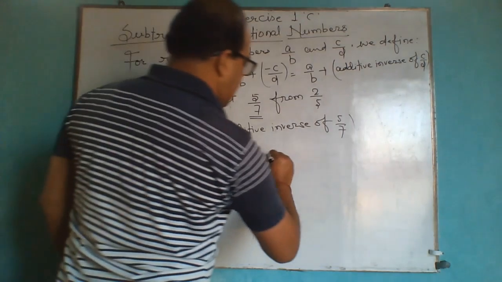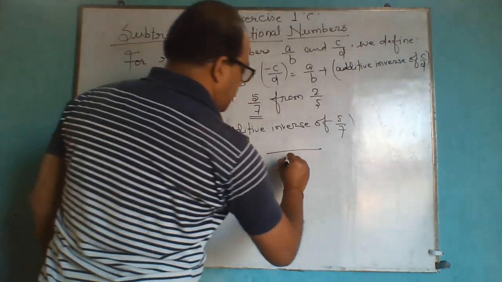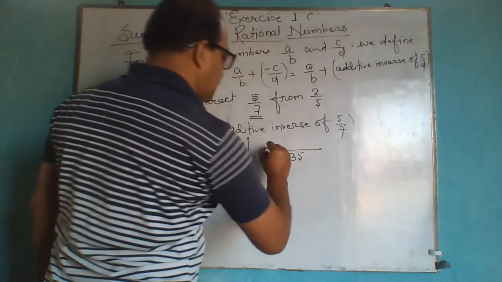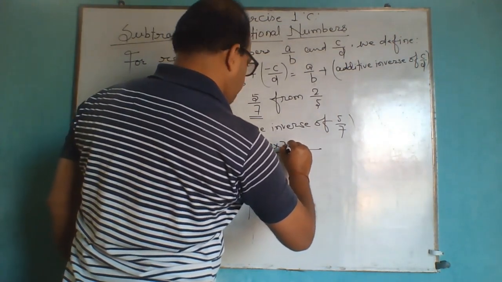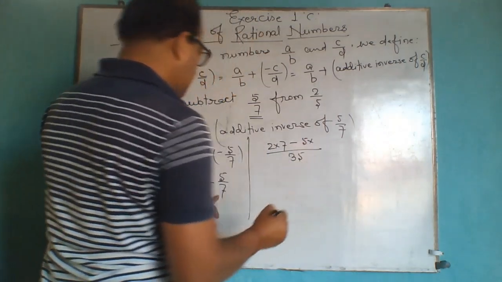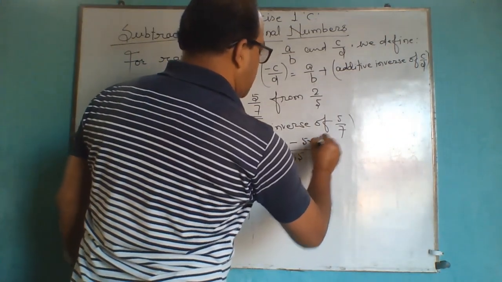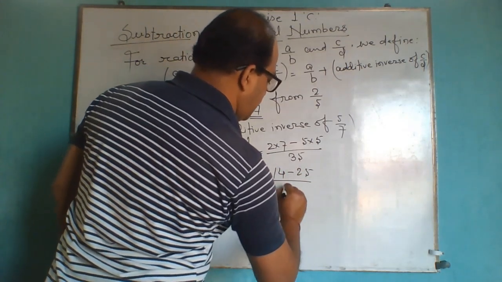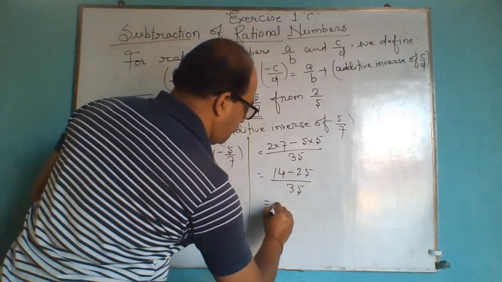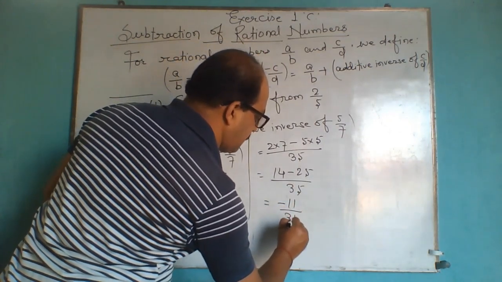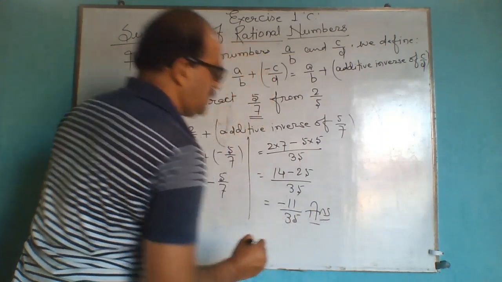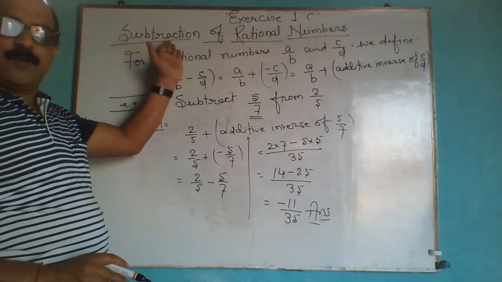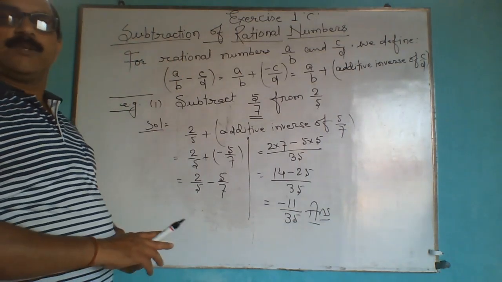Take the LCM of 5 and 7. We will get 35. 5 sevens are 35, here 2 into 7 minus 5 into 5, 5 fives are 25. So 14 minus 25 by 35, minus 11 by 35. This is the answer. So with the help of these properties we can subtract rational numbers.